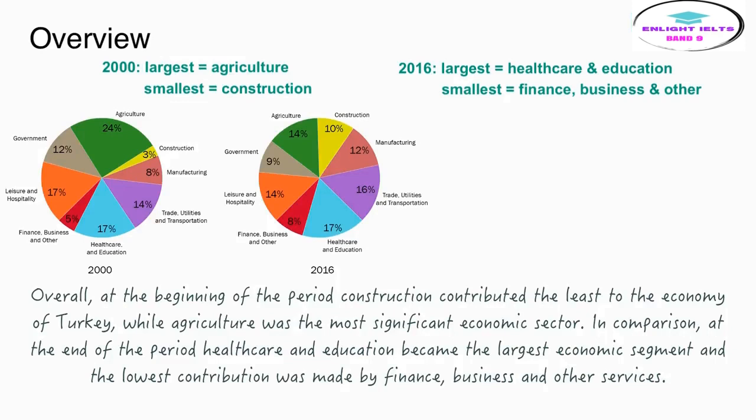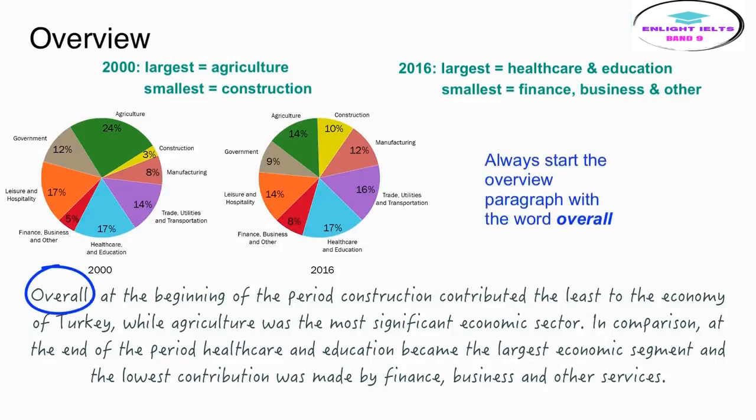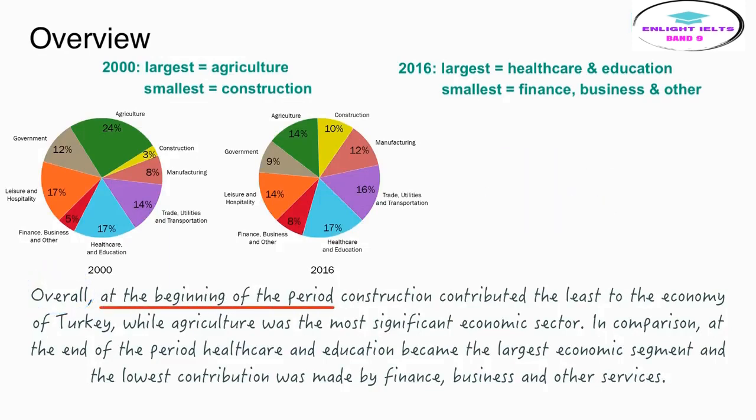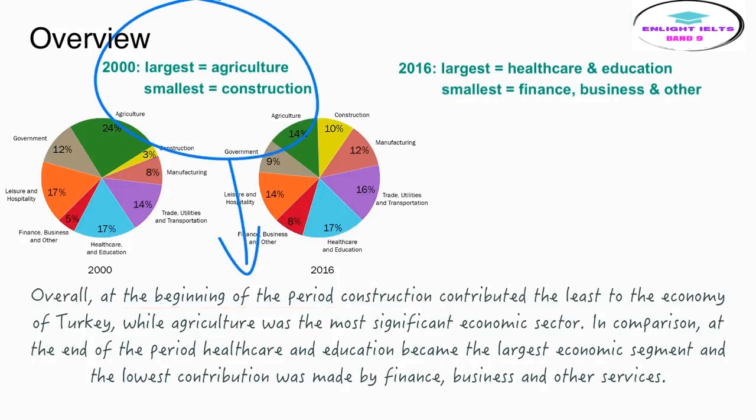You can see that the first word I use is the word overall. Always start the overview paragraph with the word overall. This word serves as an indicator, which tells the examiner that you start writing the overview paragraph. "At the beginning of the period" is just an equivalent way of saying "in the year 2000". Then we use our key features for the year 2000.